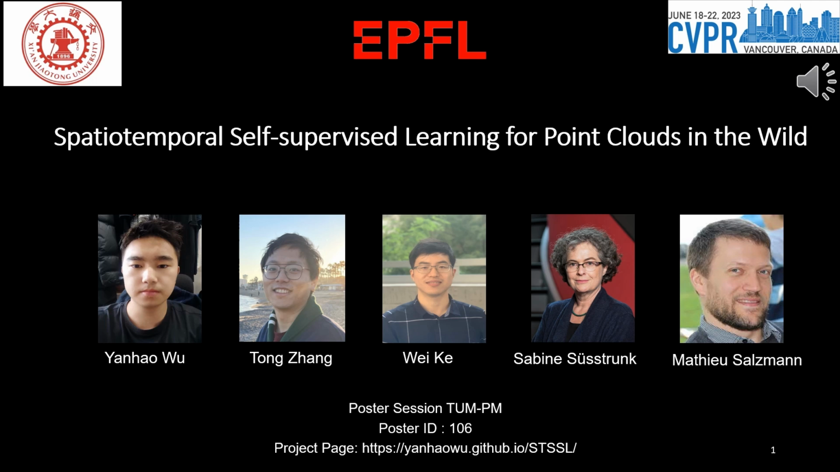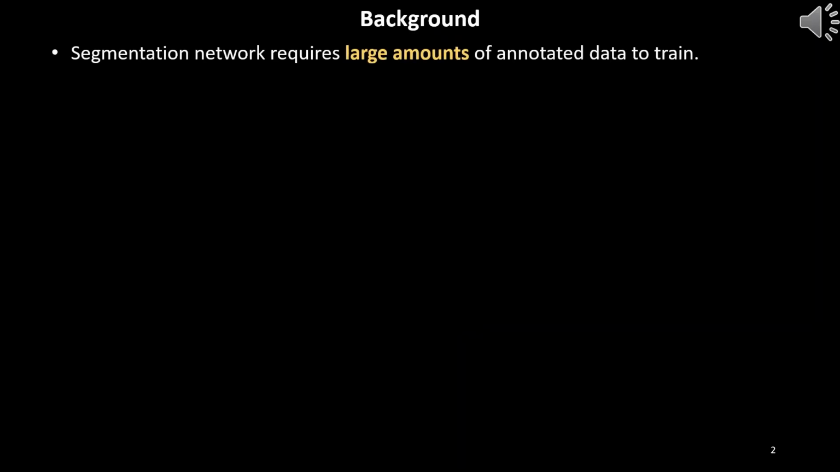Hello everyone, our work's name is Spatiotemporal Self-supervised Learning for Point Clouds in the Wild. Training a semantic segmentation network for point cloud requires large amounts of annotated data. But annotating is highly costly.